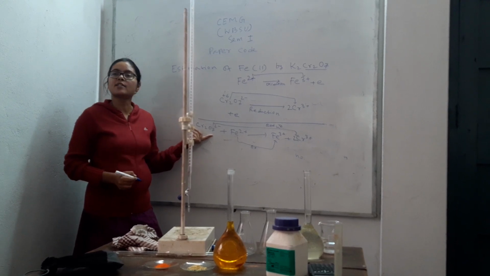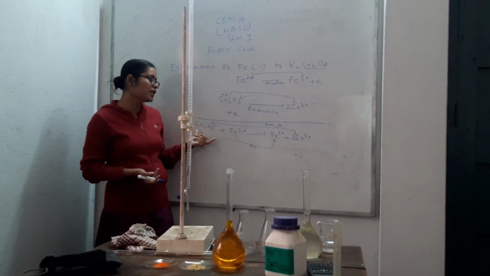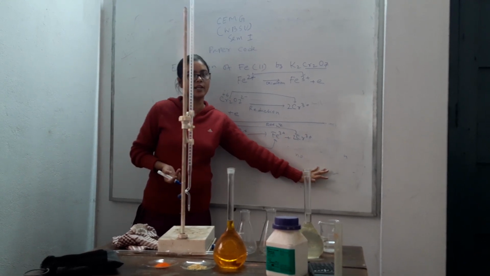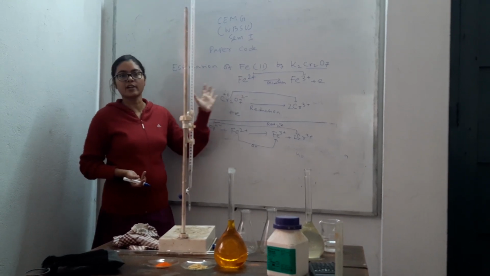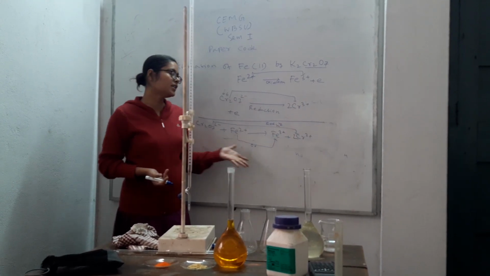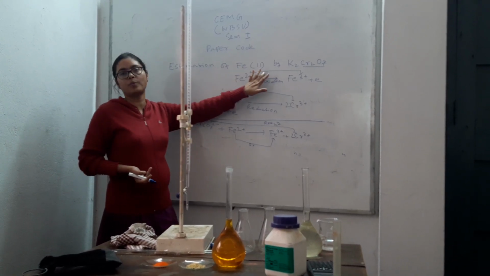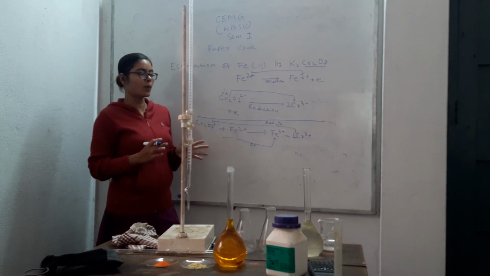Dichromate is called the oxidizing reagent. Why is it called the oxidizing reagent? Because dichromate oxidizes iron 2 plus to iron 3 plus. So here we are going to see this reaction, what happens, and with the use of this reaction, how we can estimate iron 2 plus.